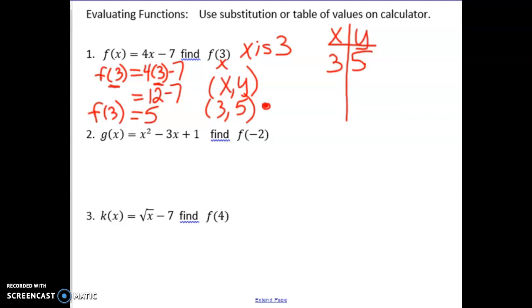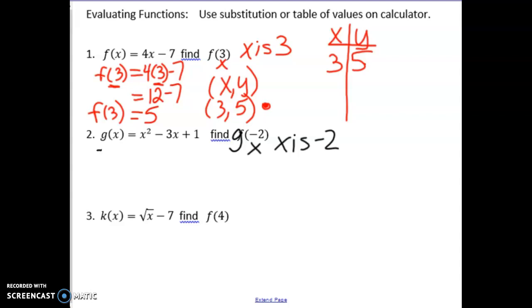Let's do one that's a little bit more challenging. And this one's g of x. They can change the letter to whatever they want. It just sometimes is related to the situation. There is a bit of a typo over here. This should be g as well. So g of x is equal to x squared minus 3x plus 1. And we want to find g at negative 2, which means the x value is negative 2.